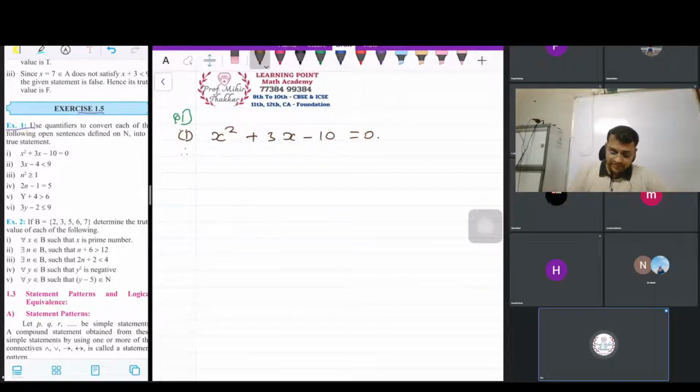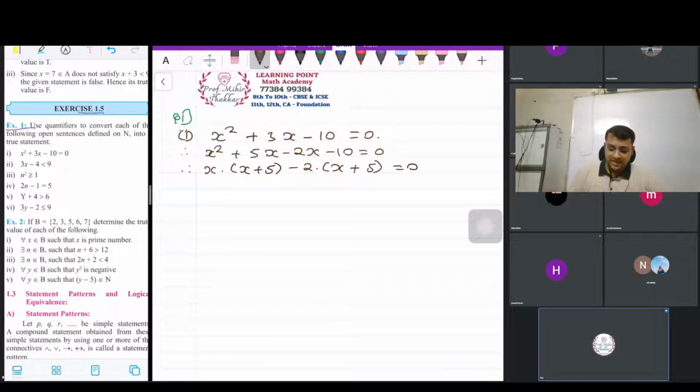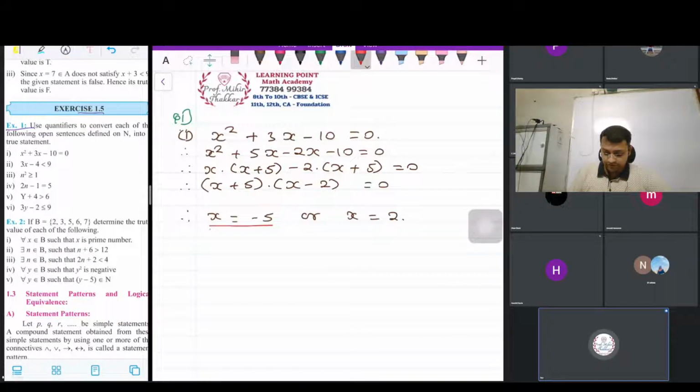So I will get x square plus 5x minus 2x minus 10. Therefore, x into bracket x plus 5 minus 2 into bracket x plus 5, and on solving it I get x plus 5 into x minus 2. So from here I can easily identify x is equal to negative 5 or x is equal to positive 2. So now over here guys, the two values of x that I have obtained are both absolutely correct.